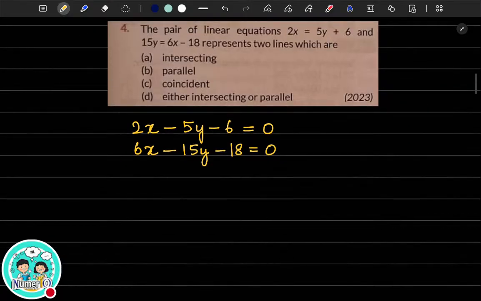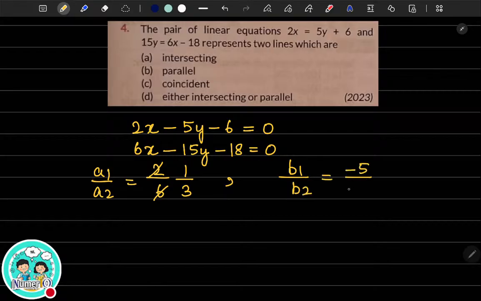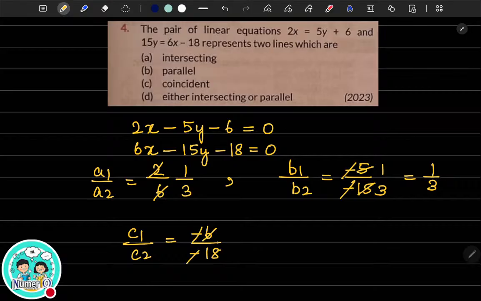Now let us take the A1 by A2 ratio. What is A1 by A2? 2 divided by 6. So 1 by 3 is your A1 by A2. What is your B1 by B2? Minus 5 divided by minus 15. Minus minus gets cancelled. So this is also 1 by 3. What is your C1 by C2? Minus 6 divided by minus 18. This is also 1 by 3. Therefore, A1 by A2 is equal to B1 by B2 is equal to C1 by C2.